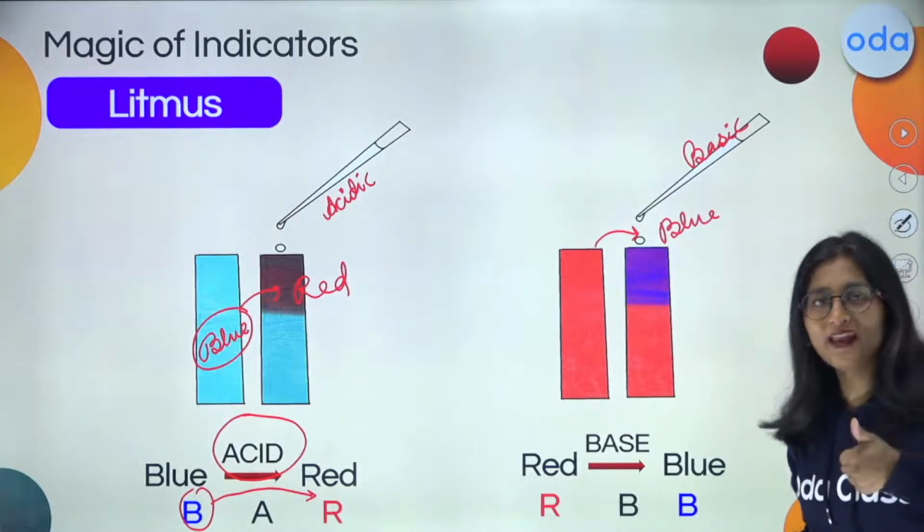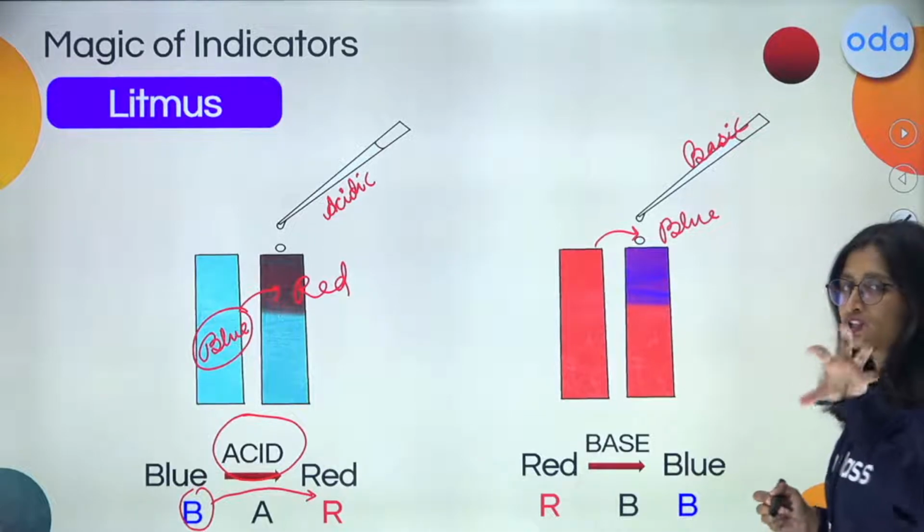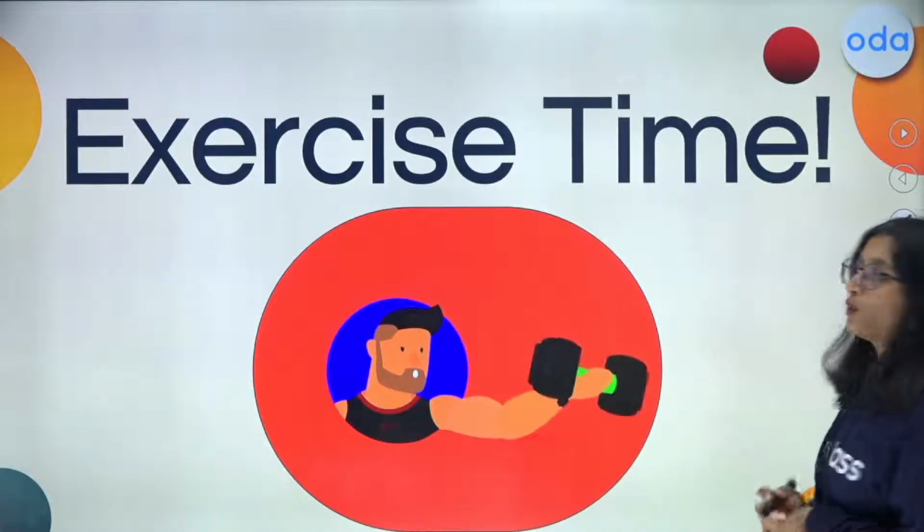So B for base and B for blue. In this way, you can just learn it. Now, following up with the exercise time.